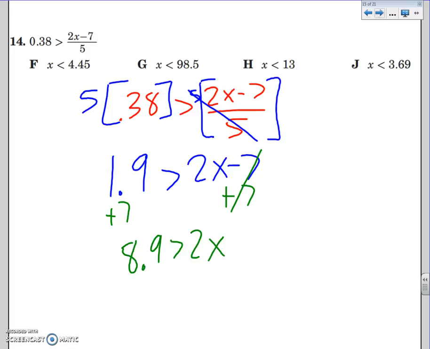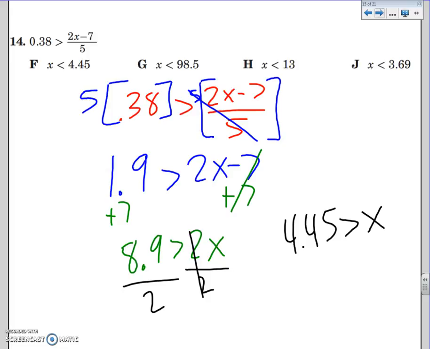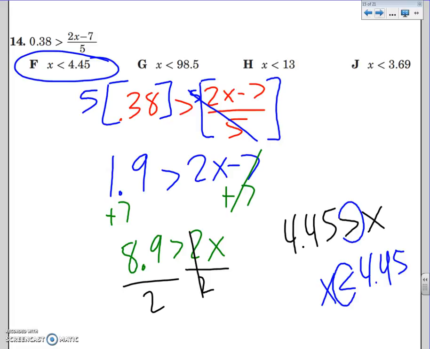And divide. Alright, this says 4.45 is bigger than x, or let me write it where x is first. X is smaller than 4.45. Those are the same thing. Be able to flip it like that, because the mouth opens to the bigger number, 4.45. Pac-Man eats the bigger thing. 14 is F. Good.